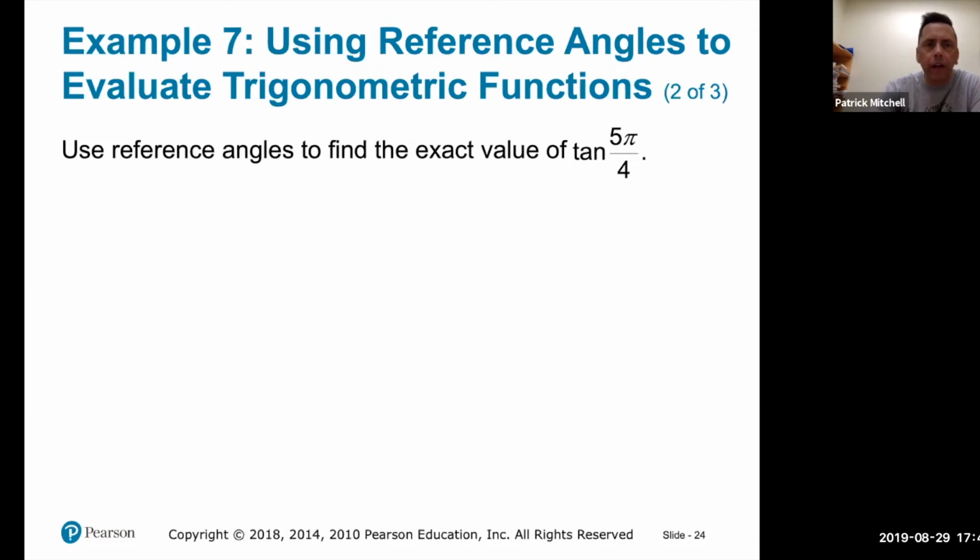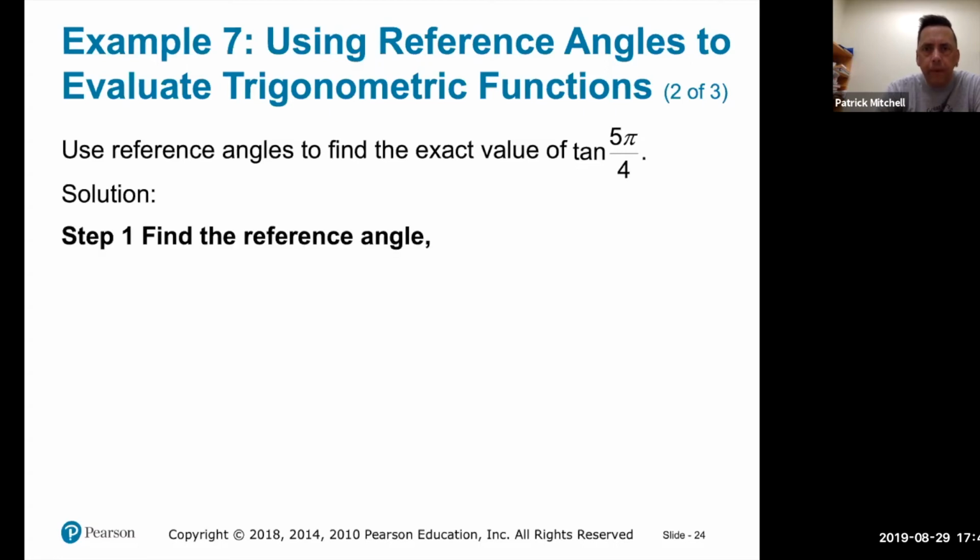Next example, we're going to use reference angles to find the exact value of tangent 5 pi over 4. So first step, find the reference angle for 5 pi over 4. I want you to think about this for a second. Which quadrant is that in? Hopefully you know that 5 pi over 4 is in quadrant 3. So if you draw a picture of 5 pi over 4, you find that the reference angle for 5 pi over 4 is pi over 4.